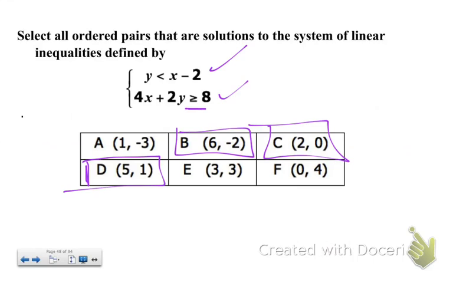For E, 3 minus 2 is 1, which is not greater than 3, so it's not E. For F, 0 minus 2 is -2, which is not greater than 4, so it's not F. So you would click B, C, and D.